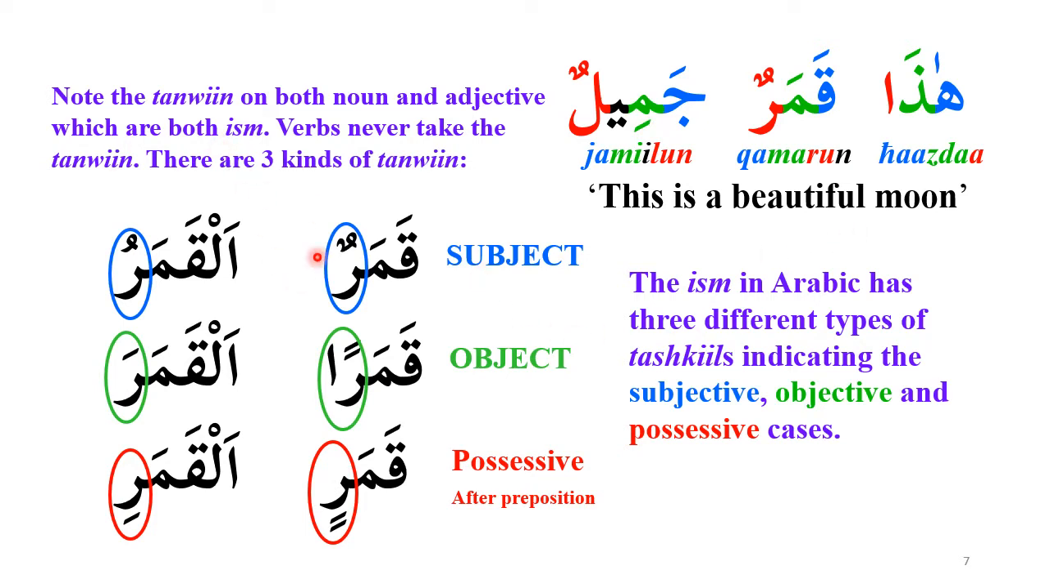Now, this tanween is written in three different ways, denoting the subject, object, and possessive case or after preposition, such as Qamarun or Al Qamaru would mean the subject, and Qamaran and Al Qamara would mean object, and Qamarin and Al Qamari would mean the possessive case or after prepositions. This is the way the ism is written, and this tanween is very specific for ism only. Verbs do not have it.